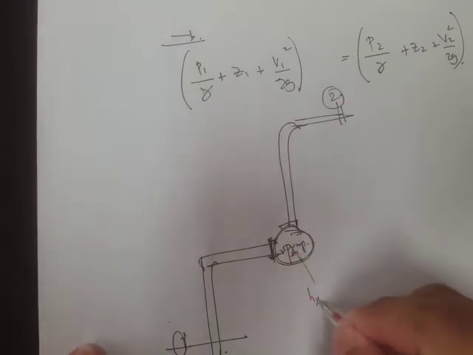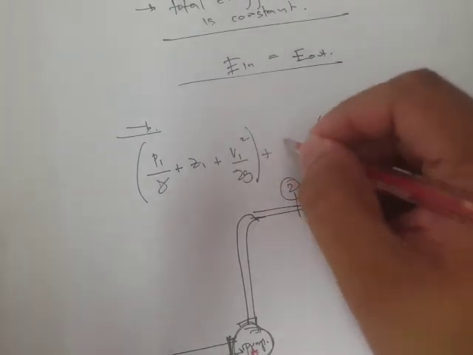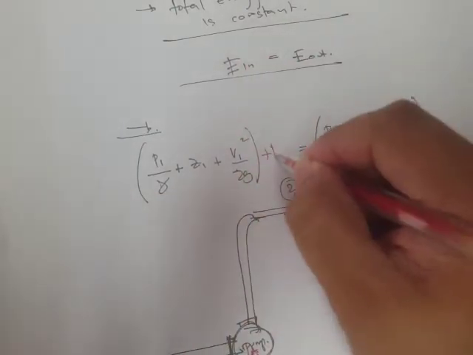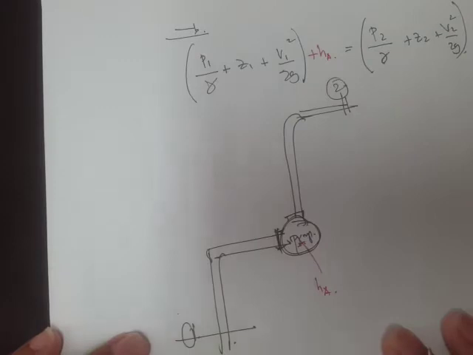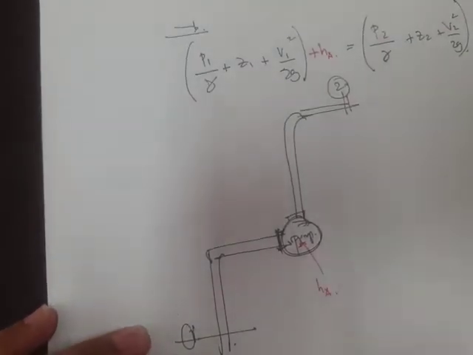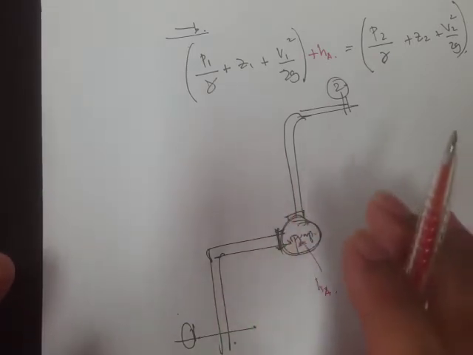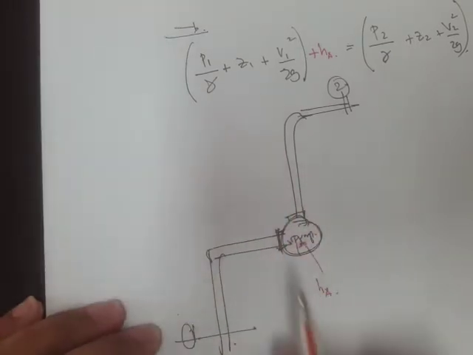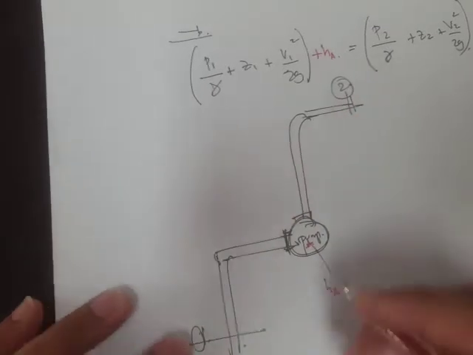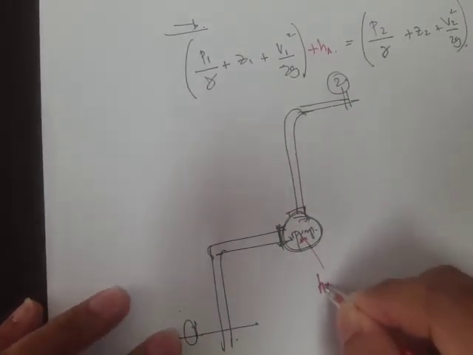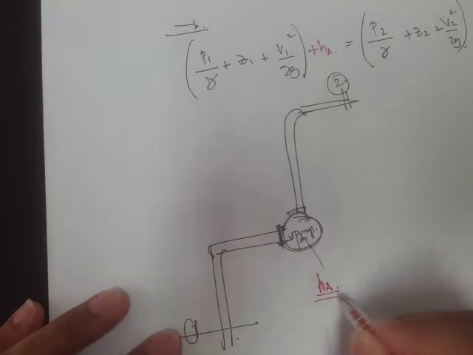So let's say we have H sub A. So this will be plus, energy in, plus H sub A. So any device that adds energy into the system, and by the way, this pump is actually a device that increases the pressure so that the flow is from higher pressure to lower pressure. So let's say this is H sub A.